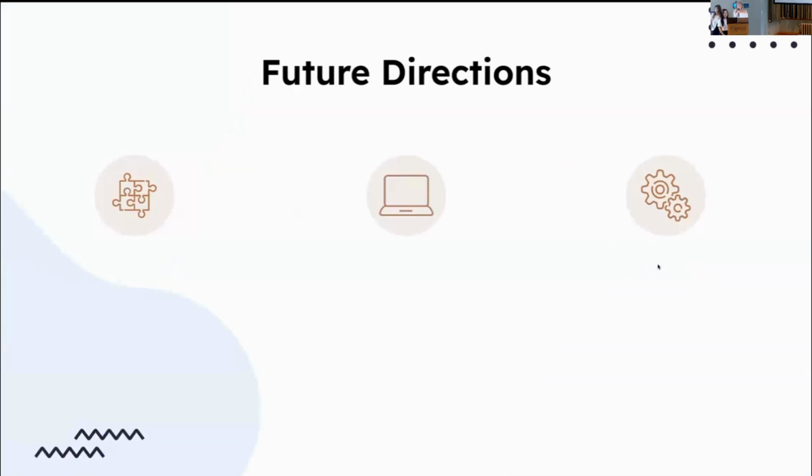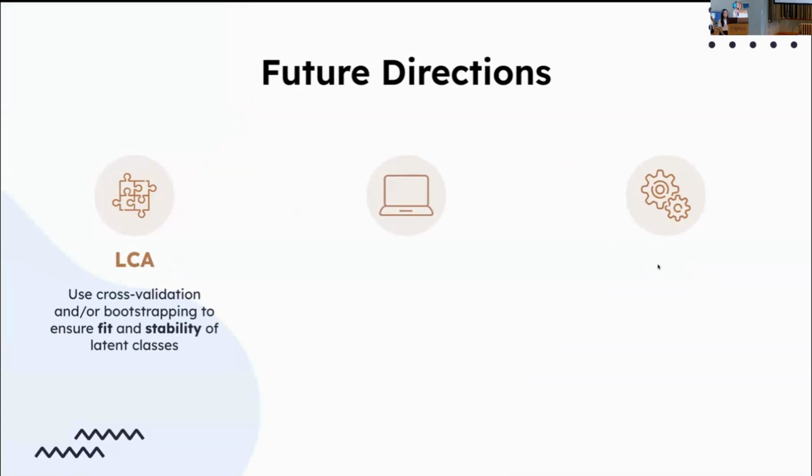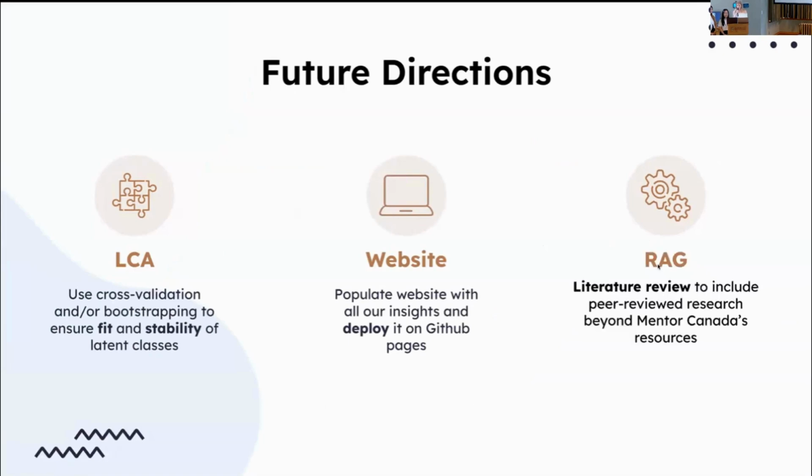Potential next steps for the project could include applying cross-validation or bootstrapping techniques to ensure the fit and stability of our latent models. We could also expand and update the website with the full range of our statistical findings and analyses and deploy it to GitHub Pages so that stakeholders can easily access the information. As for the RAG, improvement is an iterative process. That requires us to consider enhancements, especially in the steps relating to the knowledge store and generation steps. Furthermore, conducting a literature review of peer-reviewed research on mentorship would strengthen the credibility of responses and expand the breadth of knowledge beyond our current knowledge store.